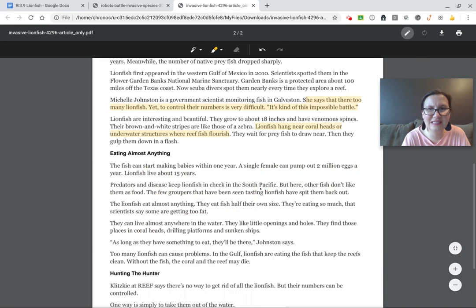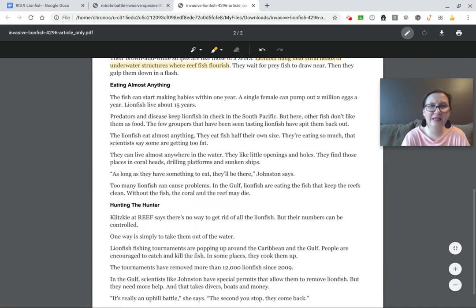Let's go to the next section. Let's pull out some important things here where it says eating almost anything. Well, it talks about how their population goes up very quickly, and we've already mentioned that. Did we already mention that they have no natural predators? Yep. Let's keep looking.